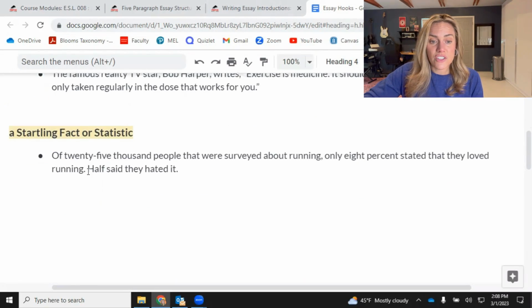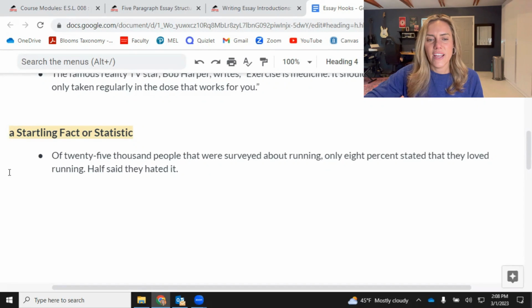You can also use a startling fact or a statistic. Statistics, facts are usually like numbers or percentages, things like that. So here we have one that says, of 25,000 people that were surveyed about running, only 8% stated that they loved running. Half said they hated it. Now, this is a startling, shocking, interesting fact or statistic.